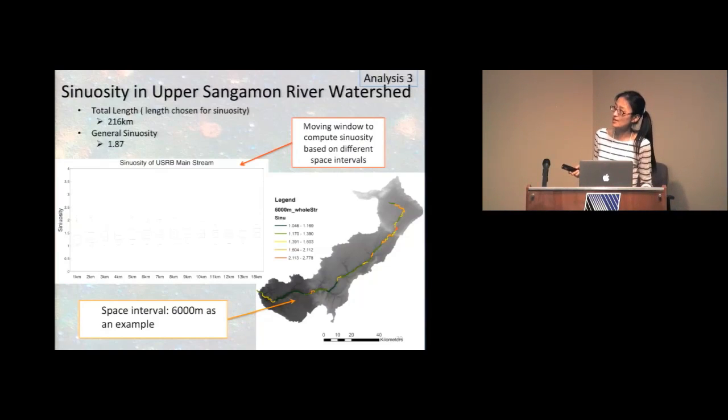So you can see after about 4,000 meters, the sinuosity goes to a constant value. So I know what kind of length is reasonable for me to use to look at the sinuosity index.